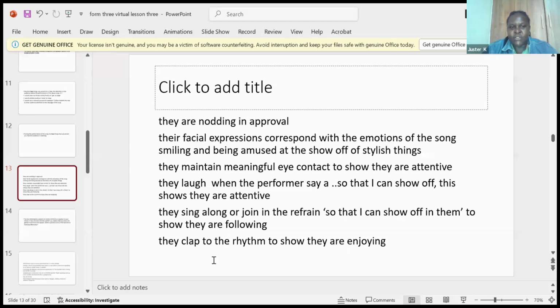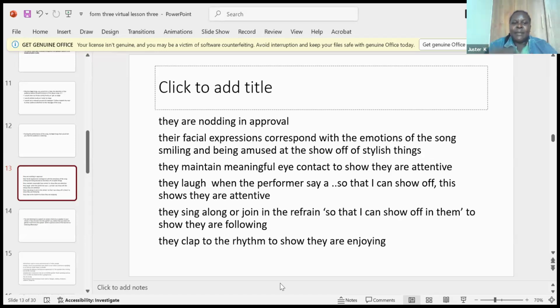Again, remember, apart from just saying facial expressions correspond with the emotions, there's also another answer of emotional responses. I don't know whether it will apply in this particular song. Emotional responses are like when you're performing and the audience is saying, wow, oh my, or if somebody is about to fall, they are surprised, they put their hands on their heads, they are shocked. Those are also emotional responses to show that the audience is following. But that one will come as a different answer.